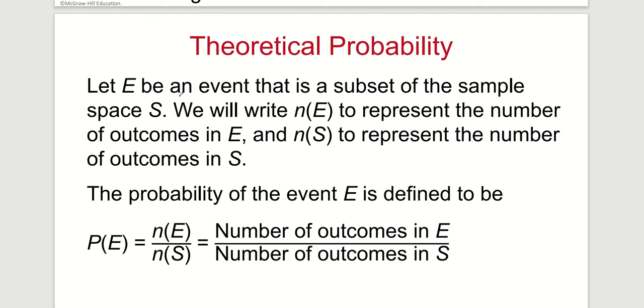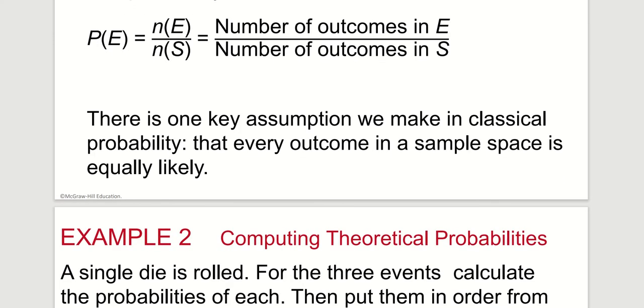This now brings us to the theoretical model for probability. Let E be an event that is a subset of the sample space S. We will use the notation N of E to represent the number of outcomes in event E, and N of S will represent the number of outcomes in our sample space. The probability of an event E is simply going to be the number of outcomes in E divided by the total number of outcomes in the sample space. So you take the number of ways your event can occur, divided by the total number of outcomes in the sample space, and that gives us the probability of event E.